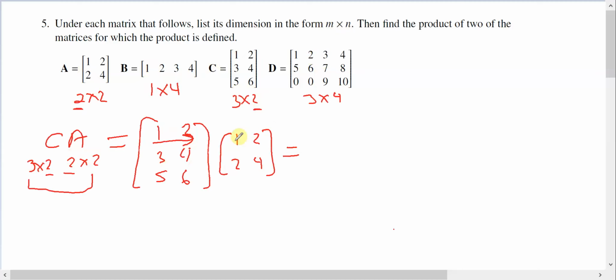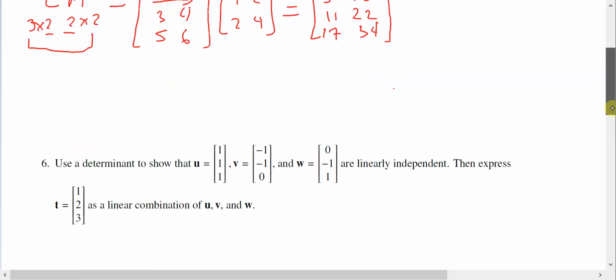And so I go across the rows and down the columns. So 1 times 1, 2 times 2, that's 5. 1 times 2 is 2, 2 times 4 is 8, that's 10. Then I go to the next row, 3 plus 8 is 11. 6 plus 16 is 22. And now I go down to the bottom row. 5 plus 12 is 17. And 10 plus 24 is 34. So assuming I did all my arithmetic correctly, there's your product matrix.